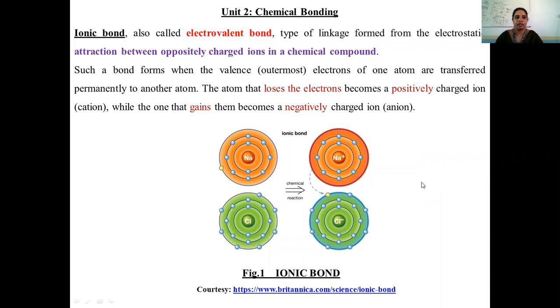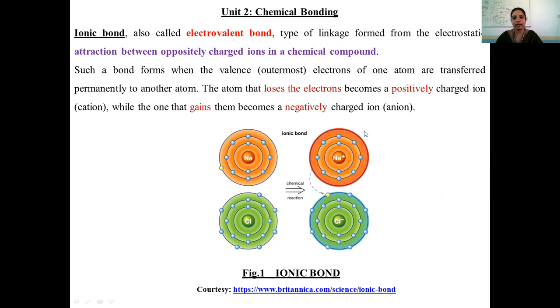Let's start with chemical bonding. Under chemical bonding, we have ionic bond. Ionic bond is also called electrovalent bond. This type of linkage is formed between oppositely charged chemical species, and this forms by the transfer of electron from one atom to the other permanently.